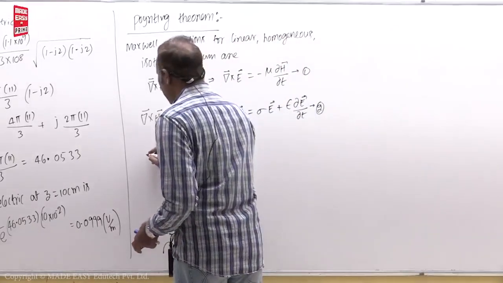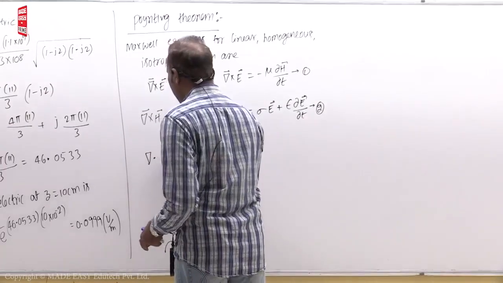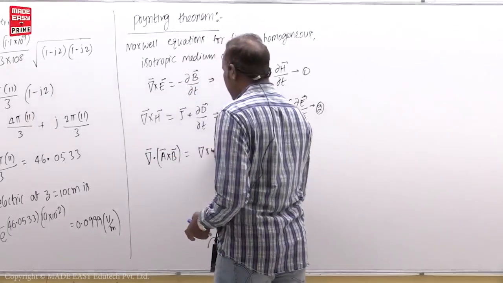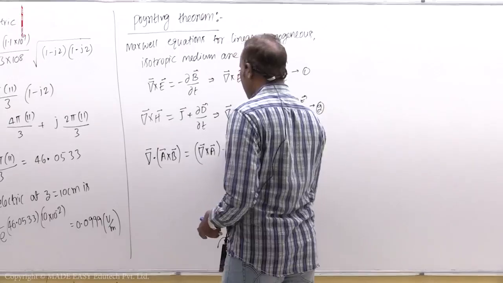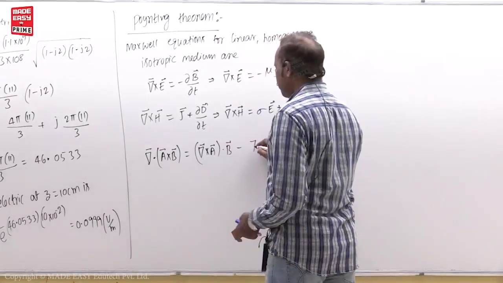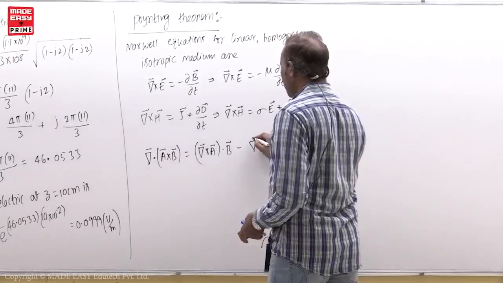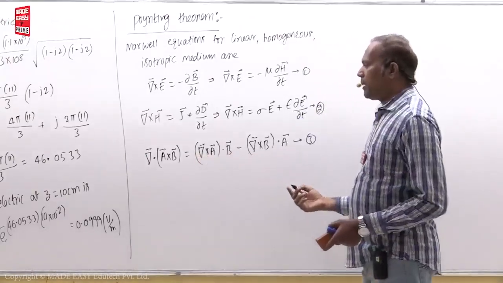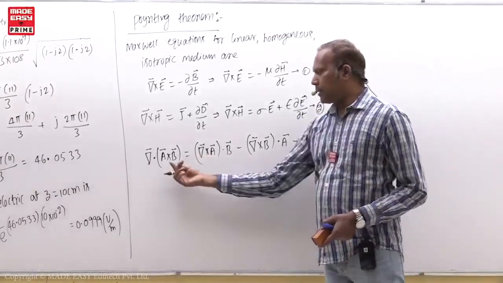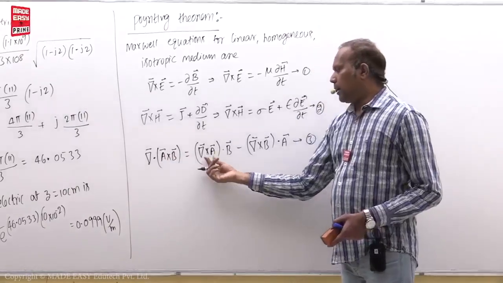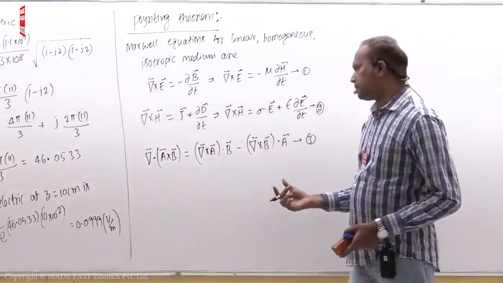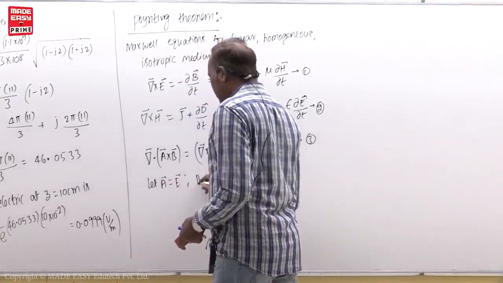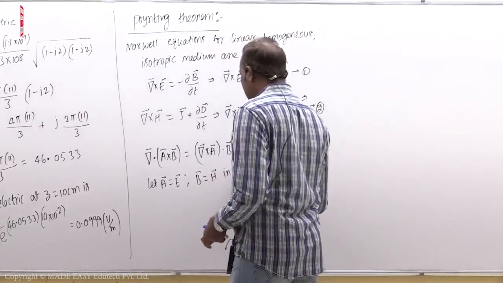So in maths, divergence of A bar cross B bar is equal to del cross A dot B bar minus del cross B bar dot A bar, equation 3. One formula is there in mathematics. Here A bar, B bar are vectors. This gives the relation between A bar cross B bar, del cross A bar, and del cross B bar.